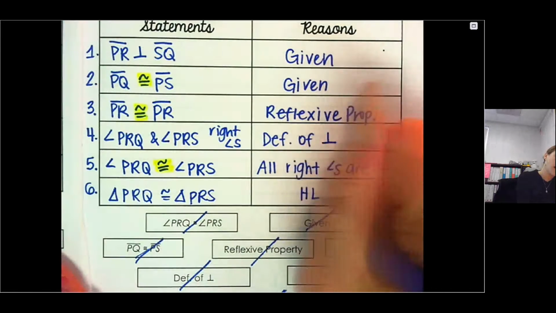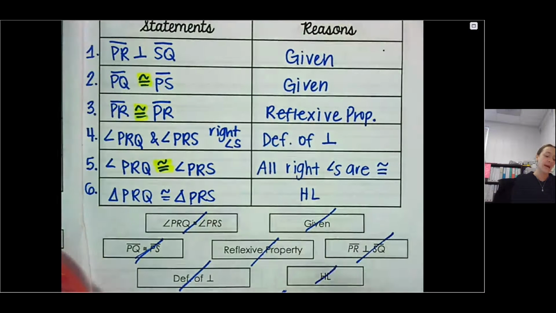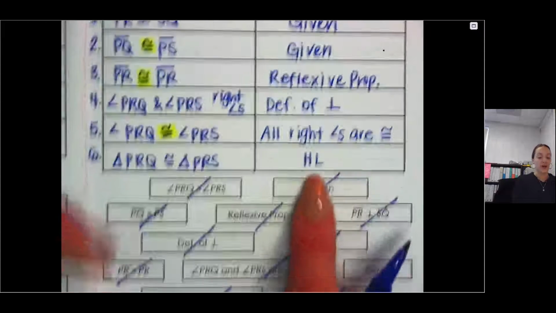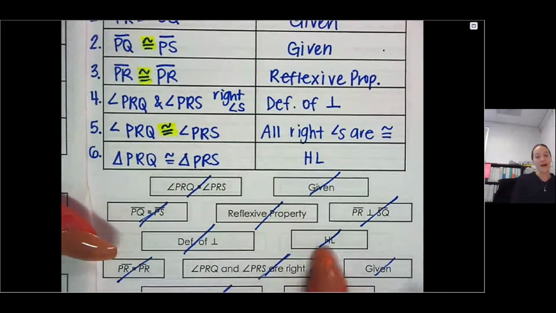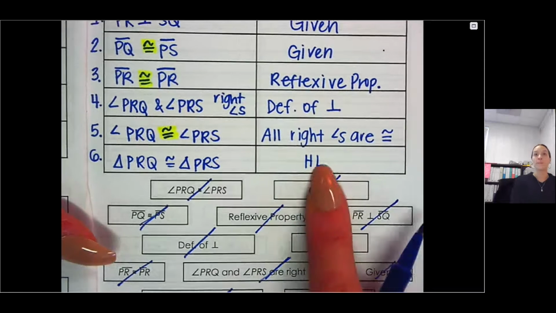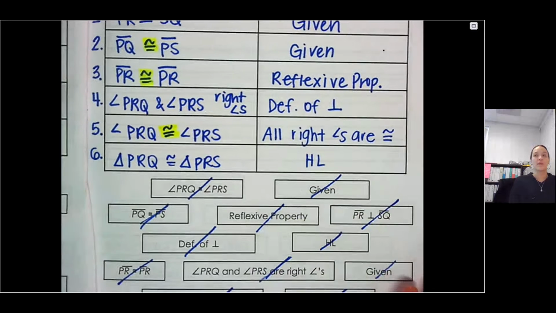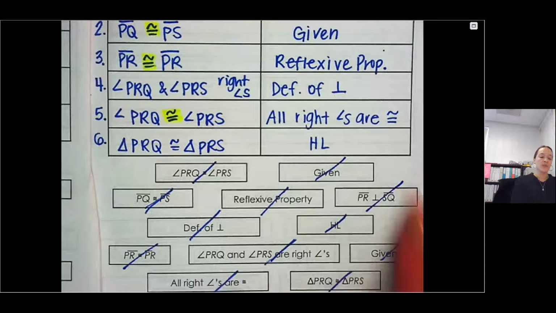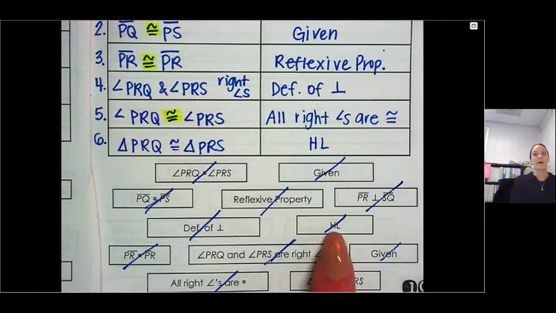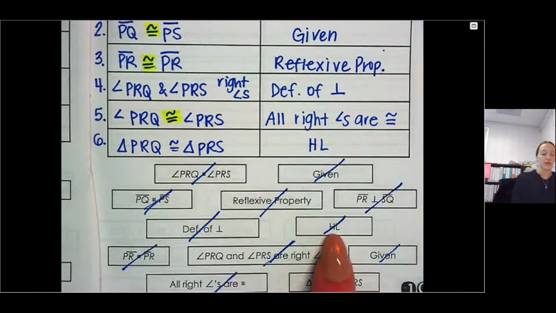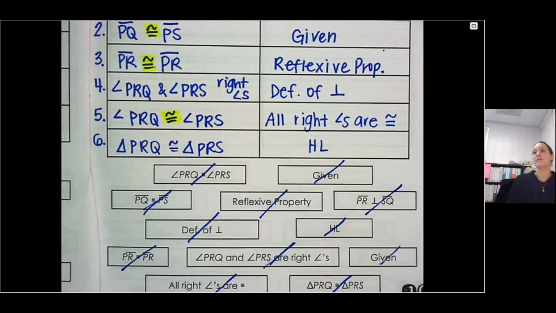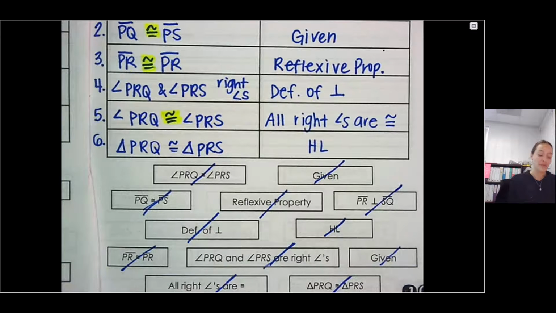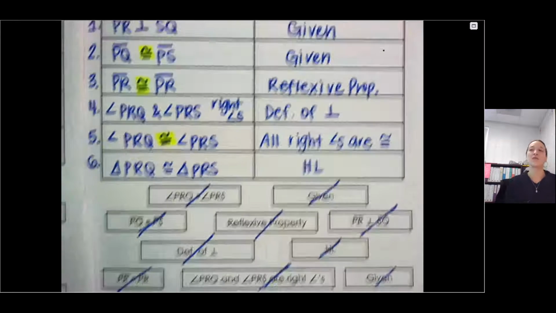Hypotenuse leg. So remember, when it comes to quiz time on Thursday, I'll give you a word bank, but I'm not going to give you that. You're going to have to do that on your own. I'll give you this stuff, but this box would be whited out, essentially. And you would have to know that that's hypotenuse leg. But the rest would be given to you. That won't be given to you because that's what you have to figure out on your own.